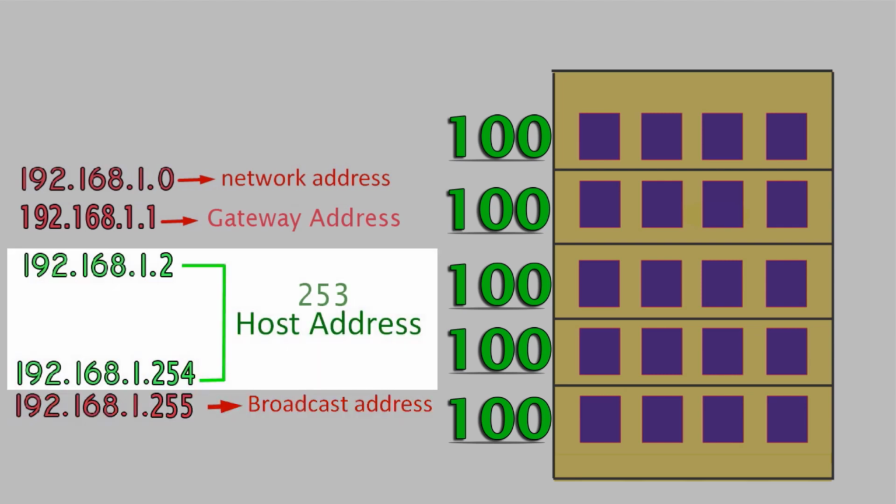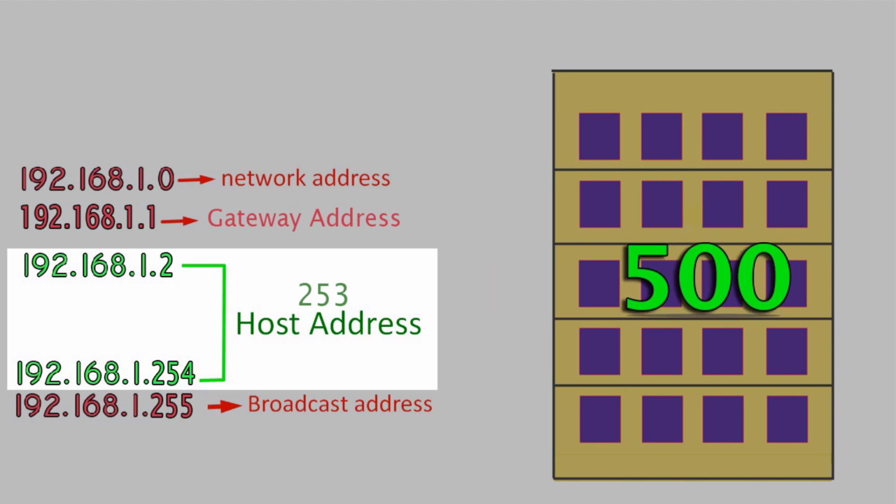Then I will be able to distribute IPs from 192.168.1.2 to 192.168.1.254, which means that I will distribute 253 IPs. Of course, I have 500 employees, which is more than the number of IPs that I can distribute. And I don't have only employees. There are also printers and servers, and a lot of other things.